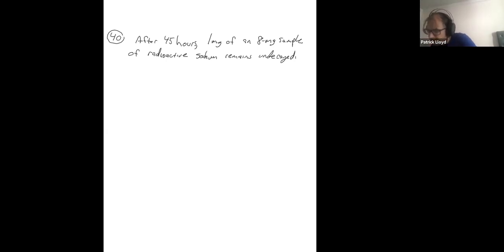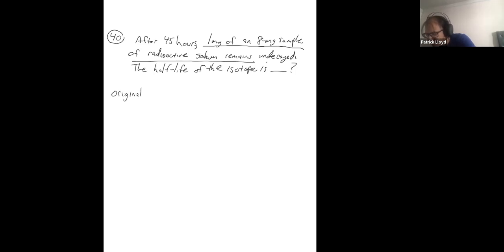Okay. The half-life of the isotope is, and we have a question mark, okay? So let's take a look at how we can analyze this. Okay. There's 1 milligram of the original sample remains. So this is what I'm going to do. The original sample has a mass of 8 milligrams.